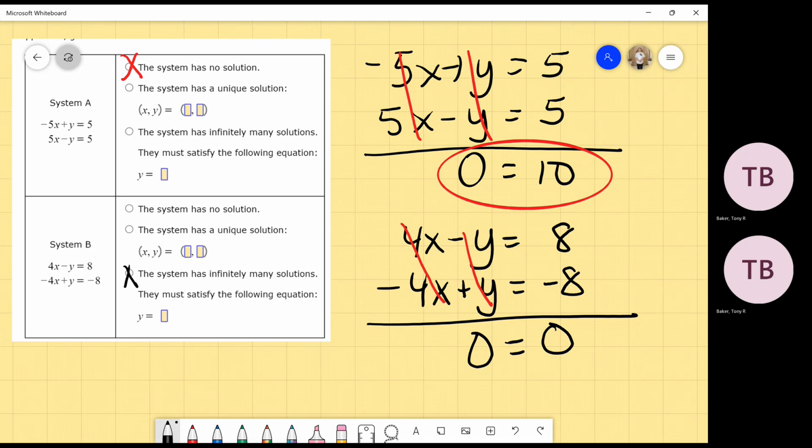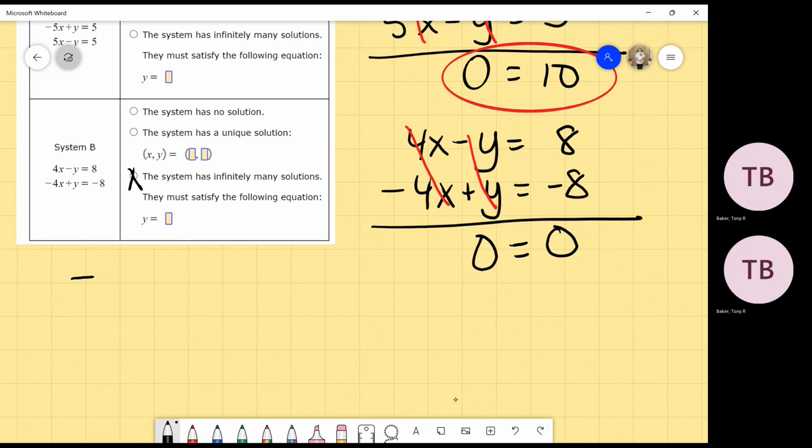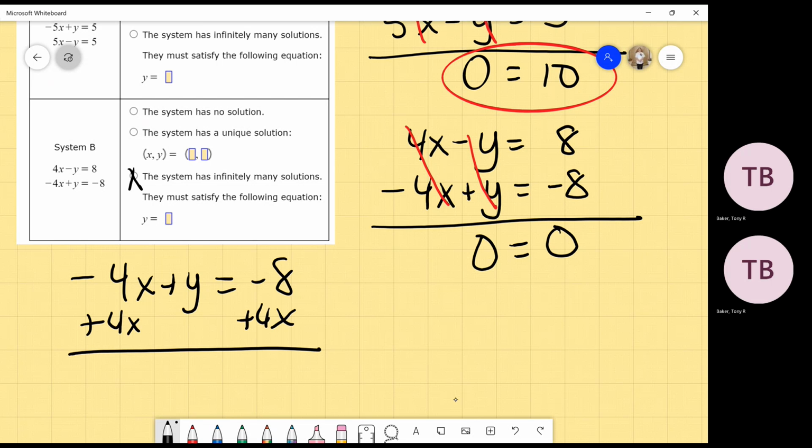When you do that option, though, you have to tell them what the line was. So you have to take one of these equations and solve for y. I would choose the y that has the positive sign. So we have negative 4x plus y equals negative 8. I'm just going to add 4x to both sides. So y equals 4x minus 8. So this right here is 4x minus 8, and that's how you put that answer.